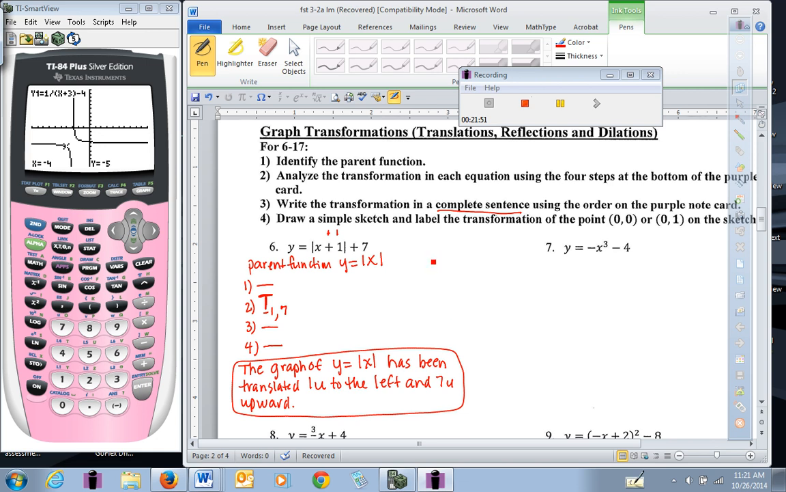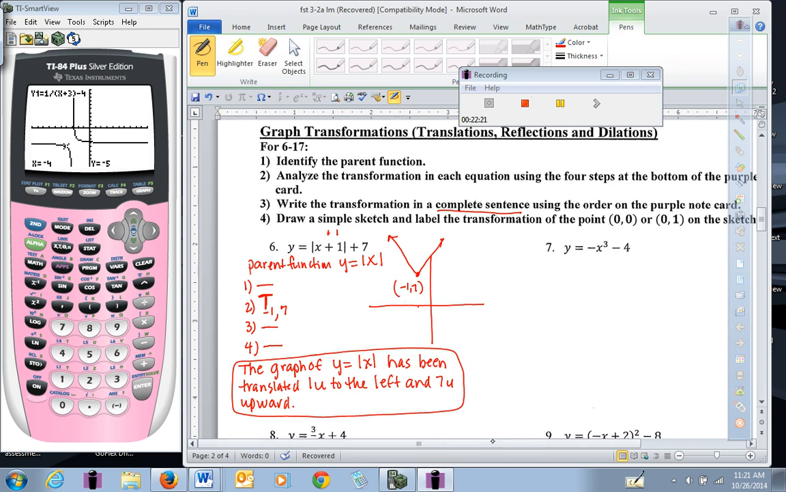For my little simple sketch, I don't have to get out my plastic card that I gave you, like a credit card size thing, and draw around it. We're just going to draw it on here as a simple sketch. Okay, so it would be going to -1, 7. It's an absolute value graph. It's going to open upwards, so it's going to look like this. And this will appear right here at -1, 7. So make sure you label that point.